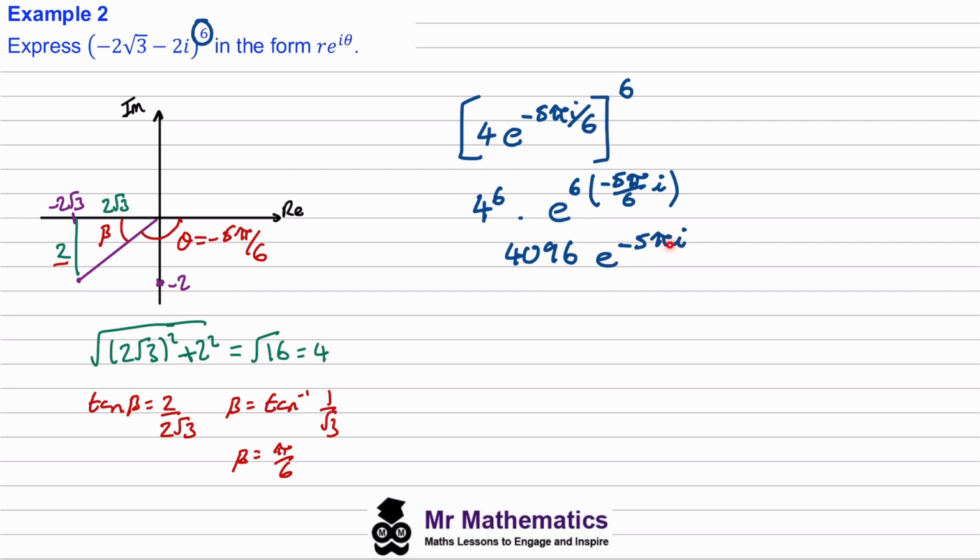So this simplifies to make 4096 e to the negative pi i. And this is the real number negative 1. So we can simplify it further as negative 4096. Okay?